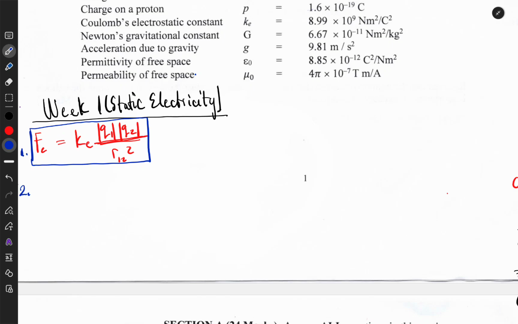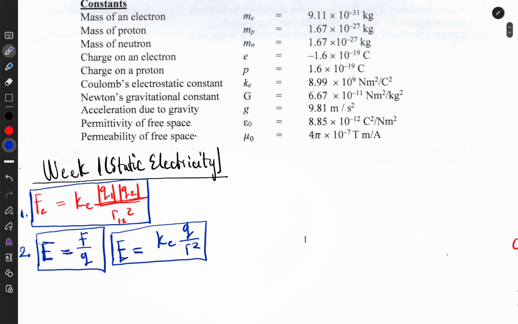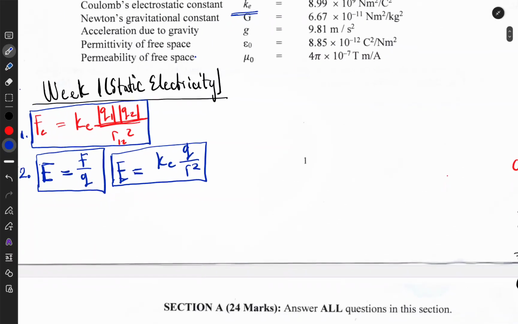Then formula number two is going to be for E, okay? And there are two of them, and we call them the number two. The second formulas we'll do are for E, which is the electric field strength. It is the force per unit charge. And then the other one is to say that the electric field strength, if you want to find it, you can calculate it by saying KE multiplying Q over R squared, okay? KE, remember, is Coulomb's constant, and it is there right here, 8.99 times 10 to the power of 9.